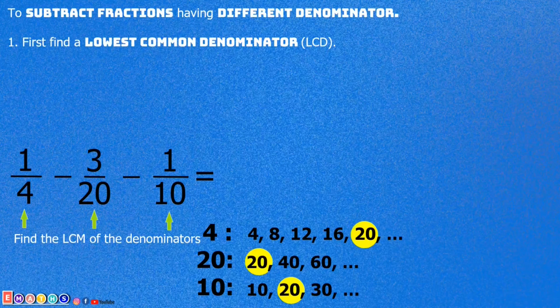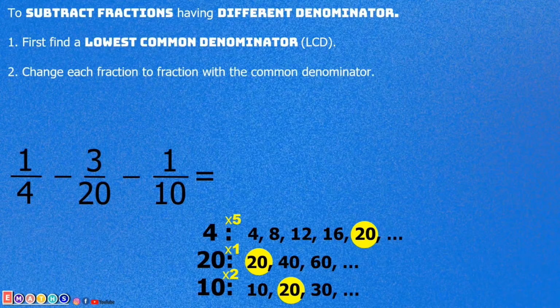Here we found a lowest common number, which is 20. To get 20 on our first fraction, we multiply the denominator by 5. To get 20 on our second fraction, we multiply the denominator by 1. To get 20 on our third fraction, we multiply the denominator by 2.